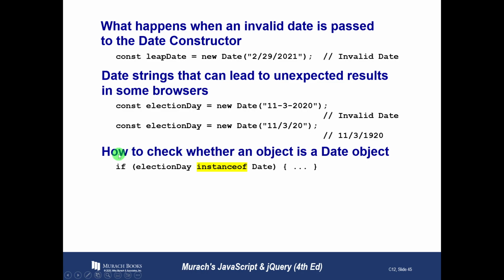We can also check to see whether an object is a date object. If I have this election day object, I can say if election day is an instance of, so I can use this instanceof keyword here, Date, and if it is actually a valid date, then I can have some code that runs inside the curly braces.